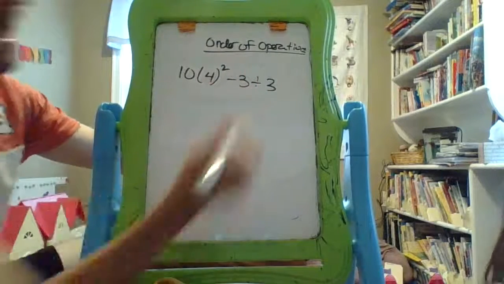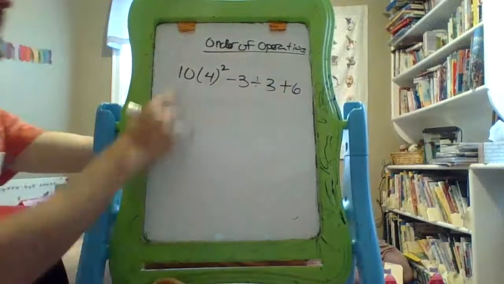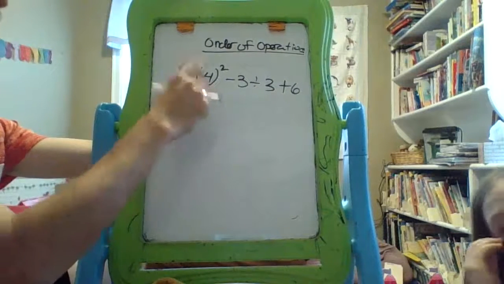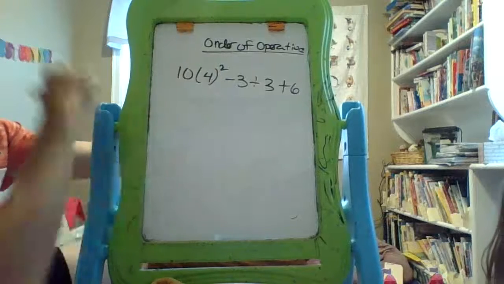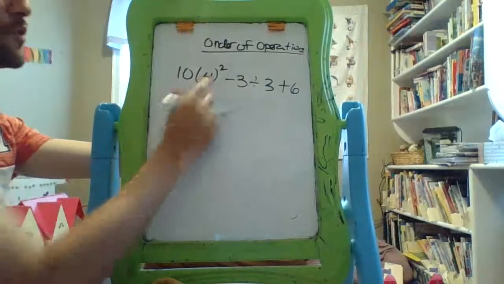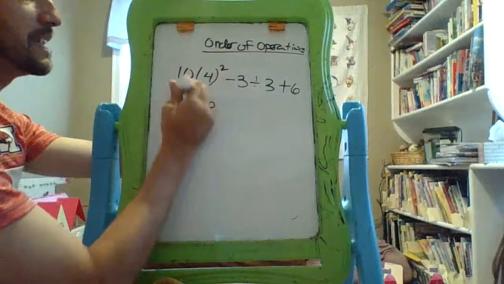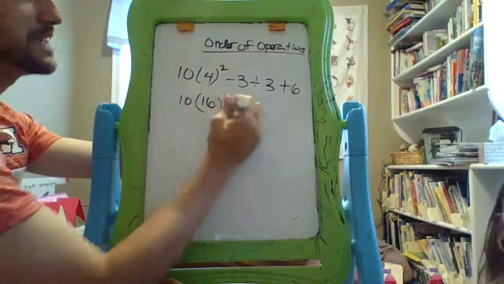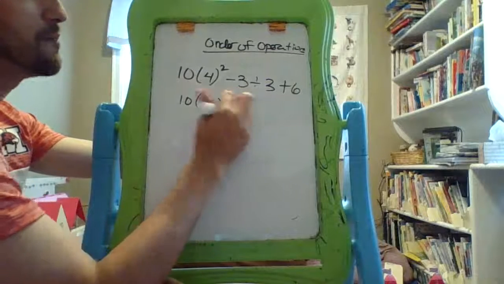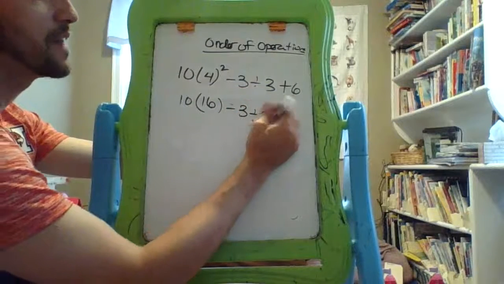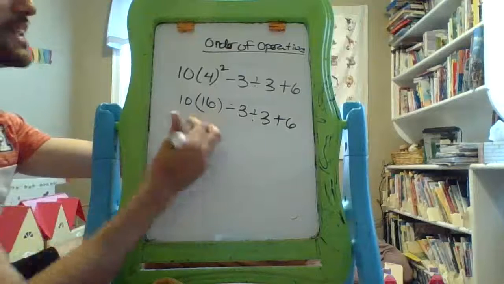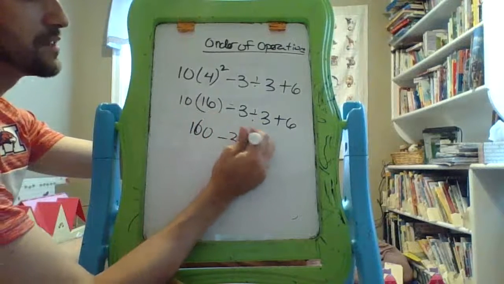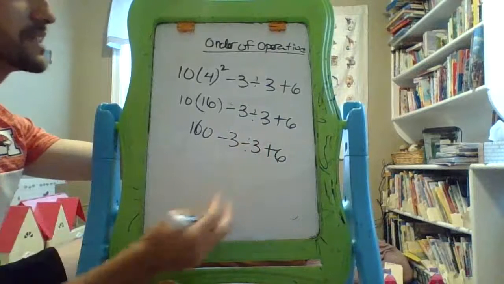Okay, so I have this one. And the problem I see people doing is they want to do this 10 times 4. I have a parentheses. I have an exponent. I have to do those first. 4 squared, that is 16. That you can leave in parentheses if you want, but really it's 10 times 16, minus 3 divided by 3 plus 6. 10 times 16 is 160 minus 3 divided by 3 plus 6.